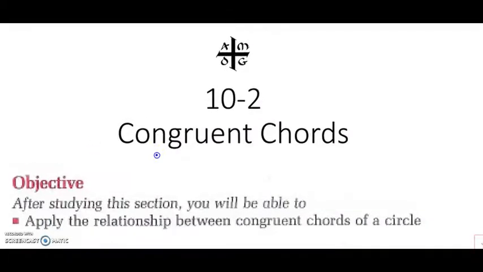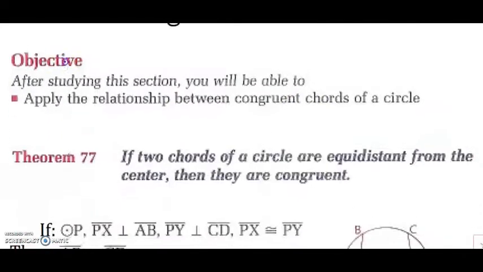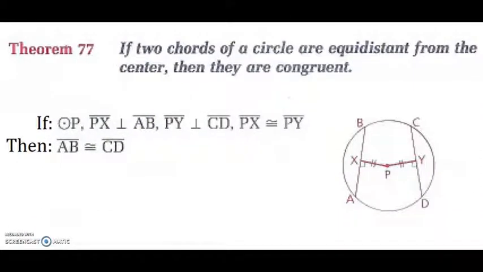In today's lesson, we are going to apply the relationships between congruent chords of a circle. If two chords of a circle are equidistant from the center, then they are congruent. In other words, given circle P, if PX is perpendicular to AB and PY is perpendicular to CD, where PX is congruent to PY, then AB is congruent to CD.